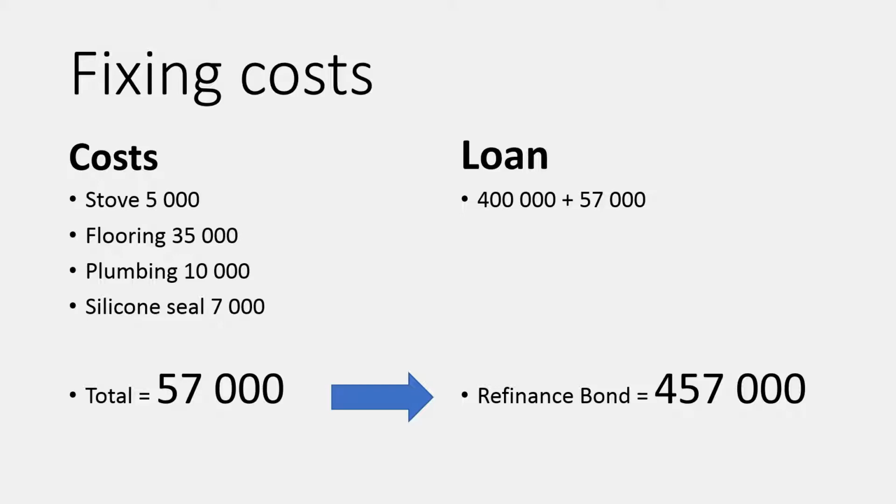So there are a few upfront costs that our owner will have to pay before she can actually rent the place out, like she'll have to fix a few things. And these costs total up to about 57,000 Rand. She will just retake her mortgage and add this value to the outstanding balance or principal amount, which is at this stage 400,000 Rand. So in the end, she will have a refinanced bond of 457,000 Rand that she will pay off over the next 20 years.